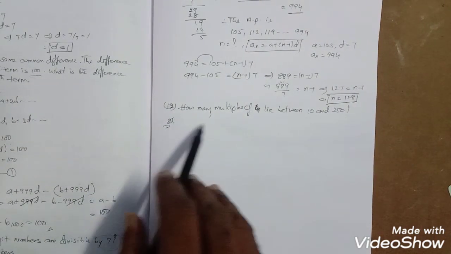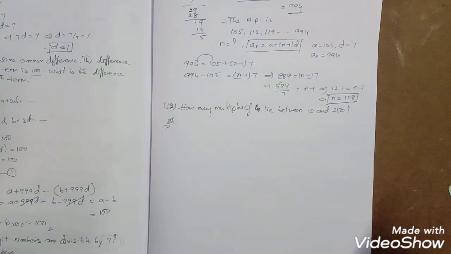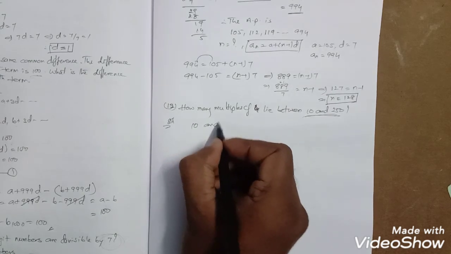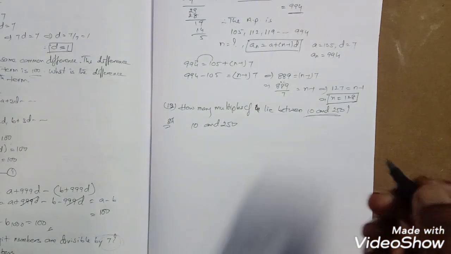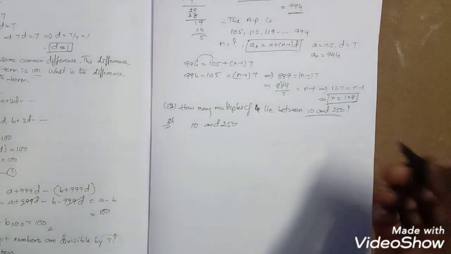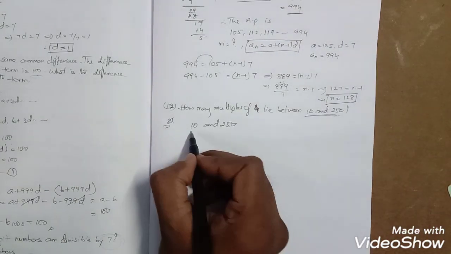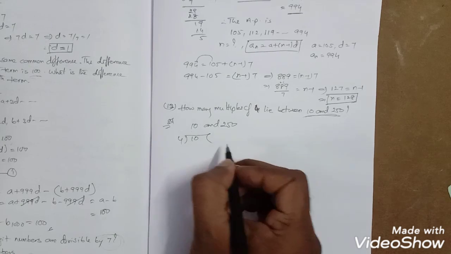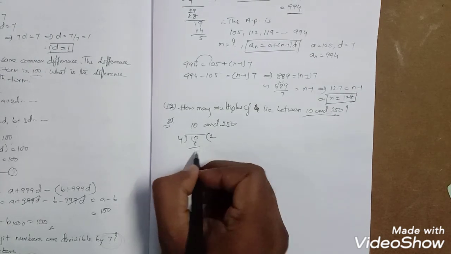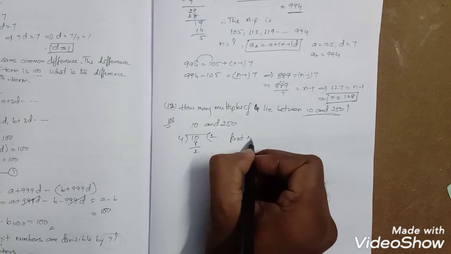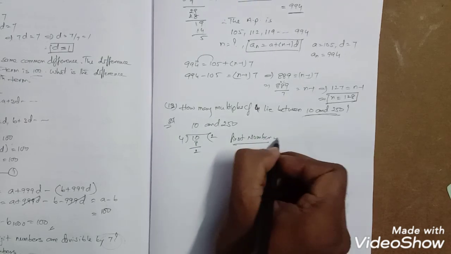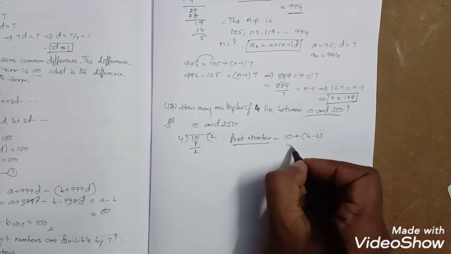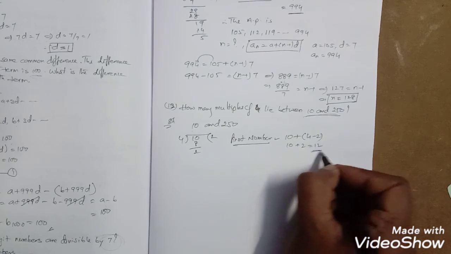Okay, next question is: how many multiples of 4 lie between 10 and 250? So here they have given the numbers 10 and 250. You have to identify how many numbers are divisible by 4. Now your first number they have given us is 10. So let us divide it by 4. Now 4 2s are 8, balance is 2. So your first number is nothing but 10 plus 4 minus 2. Now 10 plus 2 is nothing but 12. So your first number is 12.